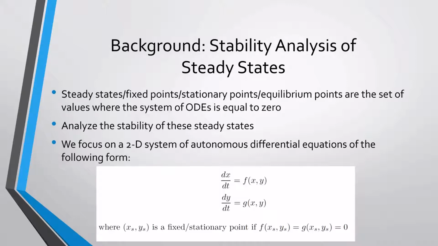What we will be doing in the next few slides is analyzing the stability of these steady states, specifically in a 2x2 autonomous system. Autonomous just means that the variable in which we take the derivative with respect to, in this case t, does not appear at all in the right-hand side of our equations. In addition, we will denote our steady state as the point xs, ys.